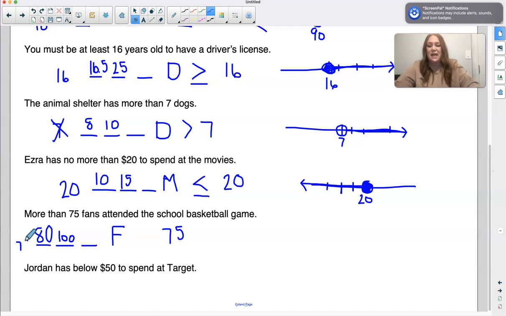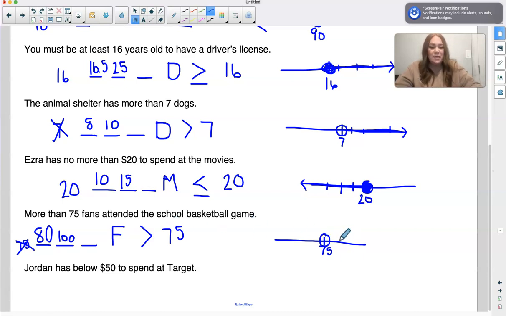Now we want to check, can there be exactly 75? Is 75 more than 75? Nope, it's not more, so it can't equal 75. So all of these are greater but not equal. It has to be more than 75. So on our number line, we get 75 here, and we are going to circle that 75, but we're not filling it in because it does not include 75. Not included, then we leave it open.